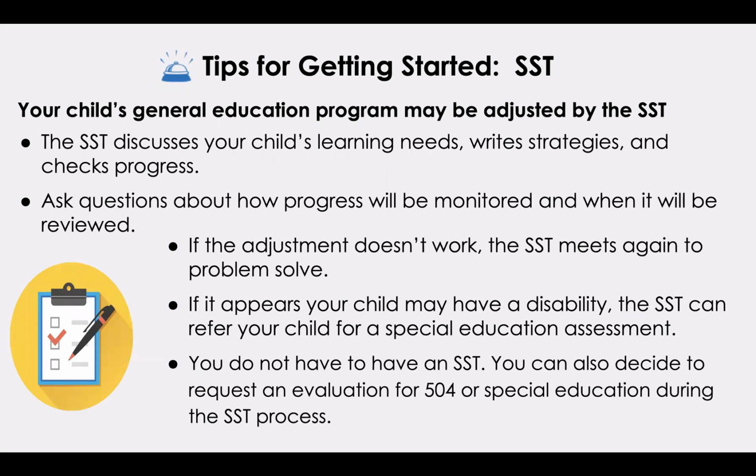A few tips for getting started with the SST. Your child's general education program may be adjusted by the SST. The SST discusses your child's learning needs, writes strategies, and checks progress. Ask questions about how progress will be monitored and when it will be reviewed. If the adjustments don't work, then the SST meets again to problem solve. If it appears that your child may have a disability, the SST can refer your child for special education assessment.